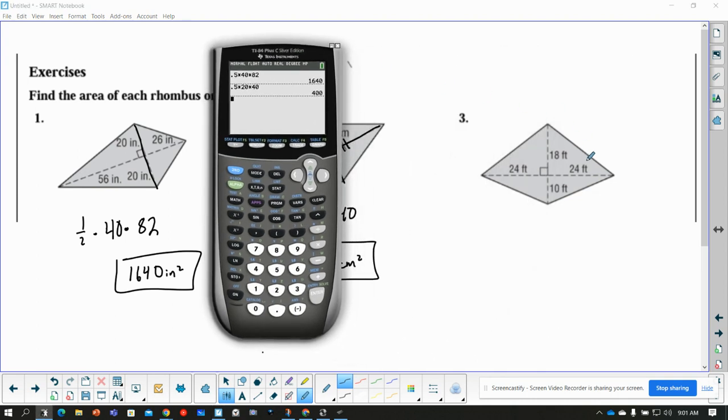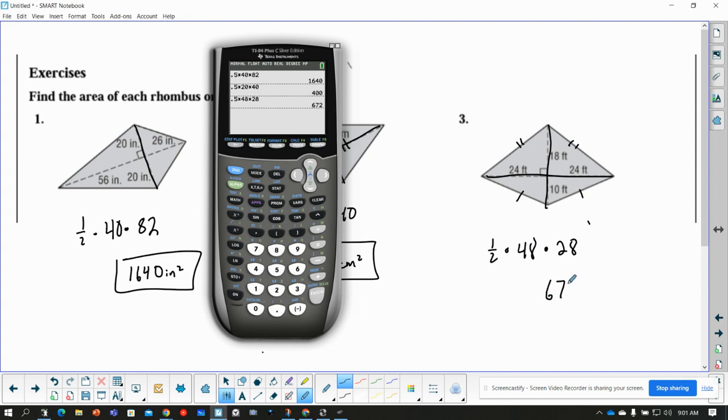The third one, this is a kite because two of them are the same length, right? This is the same as this, and this one's obviously longer. That would be a kite. Diagonal 1 would be 24 plus 24, which is 48. Diagonal 2, 18 plus 10, 28. So 1/2 times diagonal 1 times diagonal 2, 0.5 times 48 times 28, 672. And it'd be feet squared.